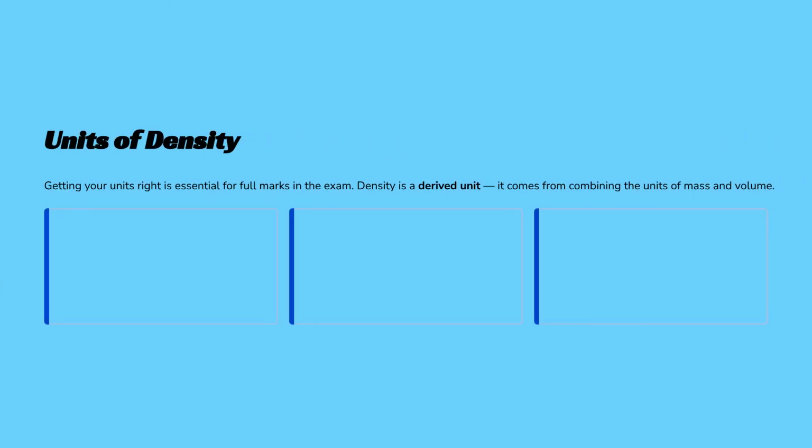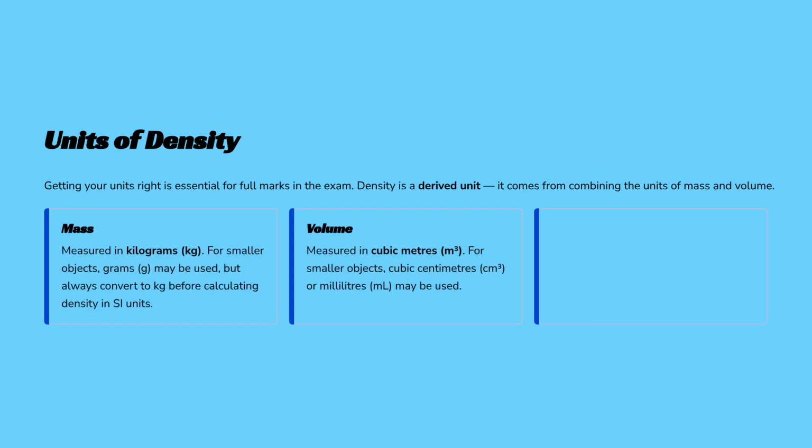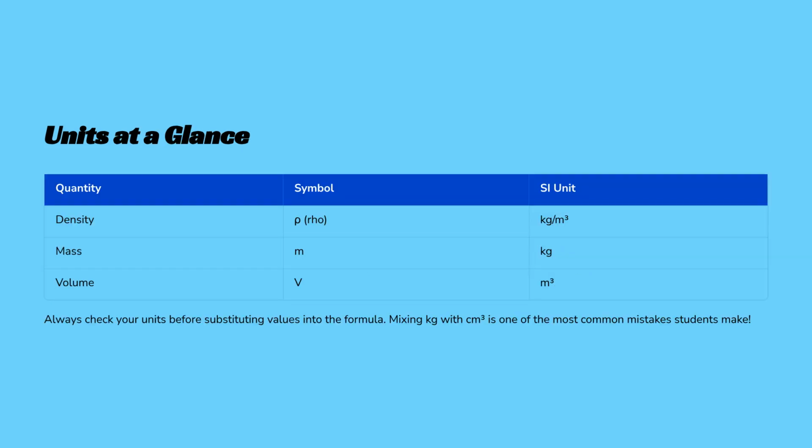Using the correct units is vital for achieving full marks. Density is a derived unit. We measure mass in kilograms, volume in cubic meters, and density in kilograms per cubic meter. Here is a quick reference for the quantities, their symbols, and their SI units. Be very careful with your units before substituting them into your formulas. Mixing kilograms with cubic centimeters is a very common mistake.